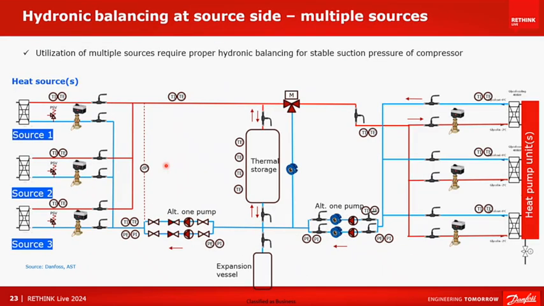Similar picture when we flip the view and we go into the heat source side. In industry, you may need to employ multiple sources depending upon their availability. Therefore, you may again need to have a thermal storage. Also on the source side, all of these systems need to be balanced hydronically. And most important is that we need to have a stable flow and temperature towards our evaporators, so we guarantee that the suction pressure of the compressor is stable, which reduces cycling and brings efficiency in your system.